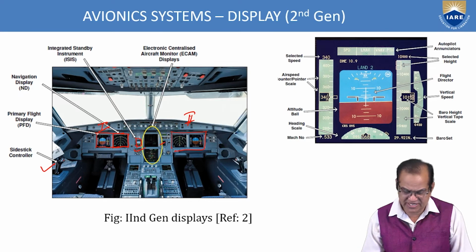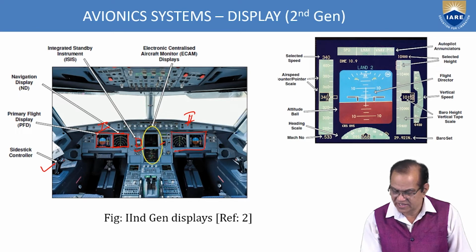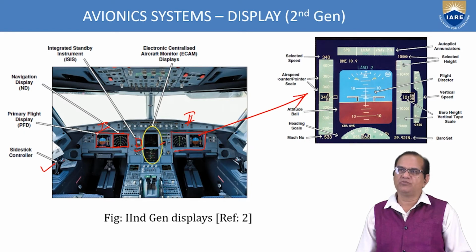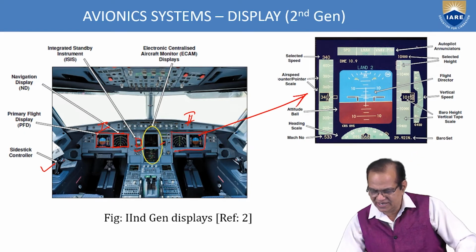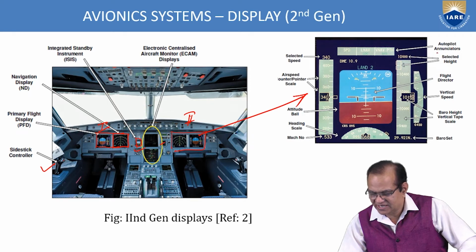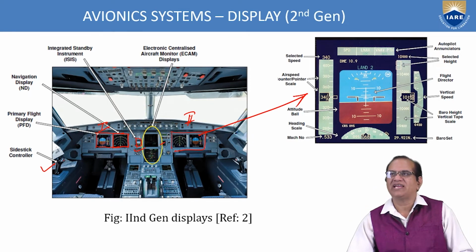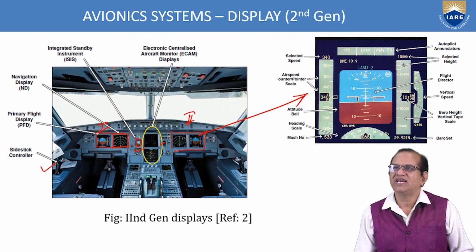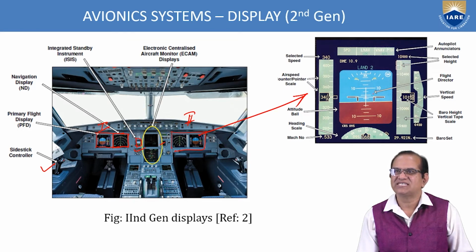If you see next, it is the MFD here. This part is shown in a bigger, zoomed way. So here I will start from speed, LNAV, VNAV, autopilot enunciator. Then we have the selected height. Here some numbers will be shown, and this will show the selected height. We have here the flight director. This area is the flight director display.